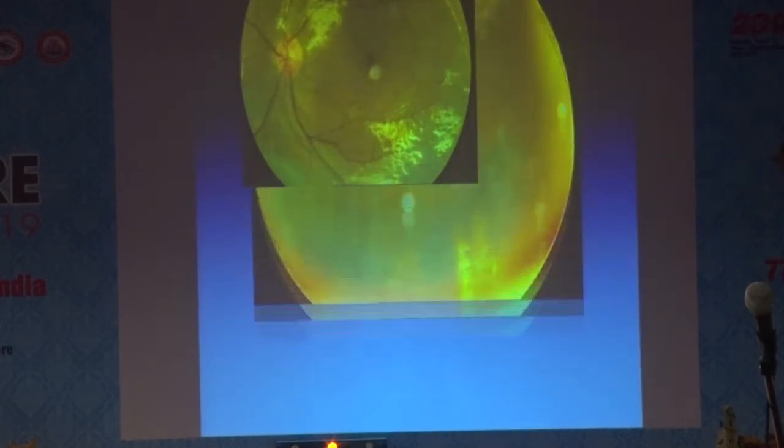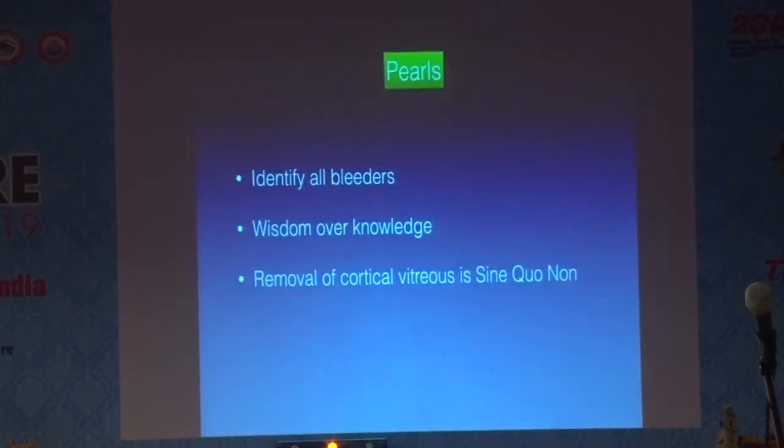So this is the same patient. Basically, what I would end with are three simple things. First, spend 20, 30 minutes to identify all bleeders. I think it's very important. I remember when people did vitrectomy, the incidence of post-op bleed was as high as 70%. You have to identify the bleeders and keep the pressure a little bit higher. That's number one.